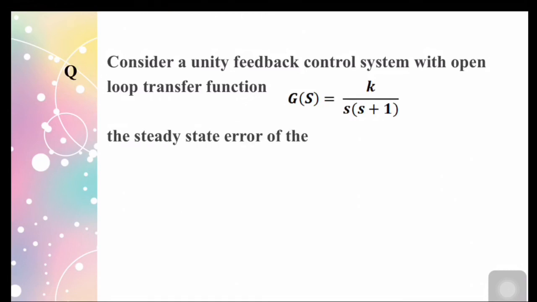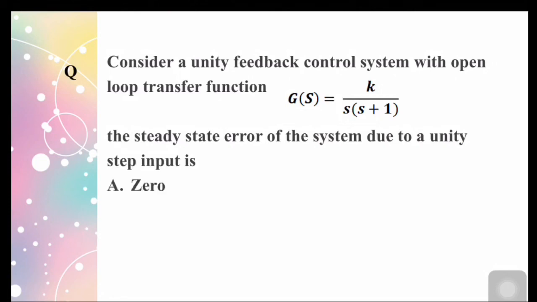Consider a unity feedback control system with open loop transfer function G of s is equal to k by s into s plus 1. The steady state error of the system due to a unity step input is dash. Four options are given: option A 0, option B k, option C 1 by k, option D infinite.